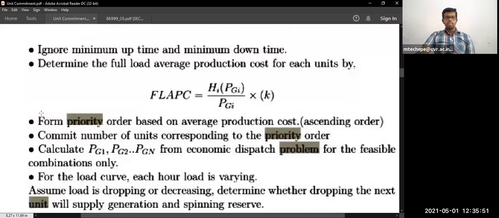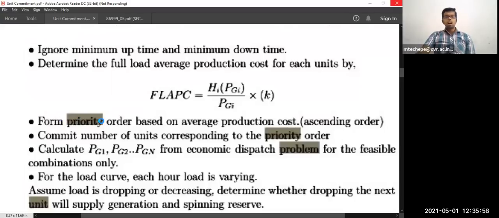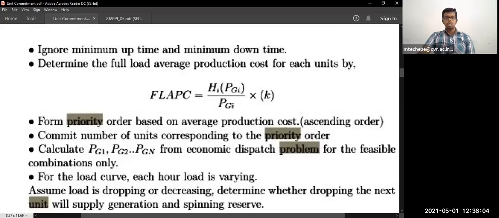Next, the second step, after the full load average production cost, is to form the priority order based on average production cost. Form the priority order list based on average production cost.